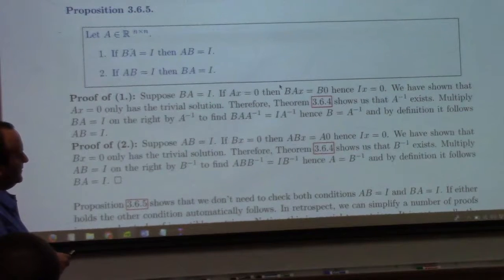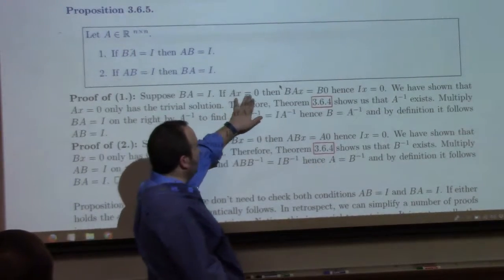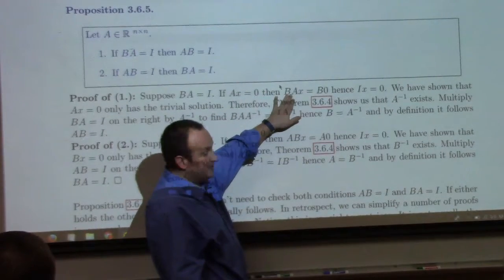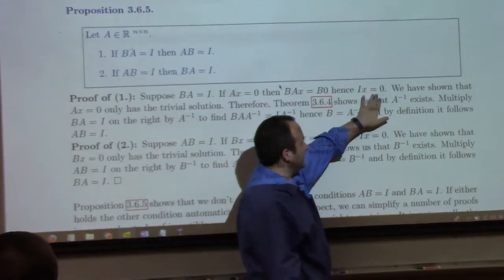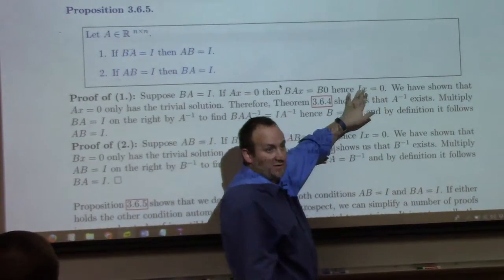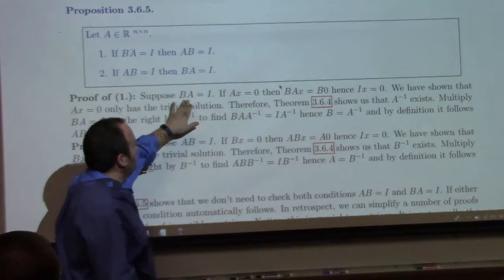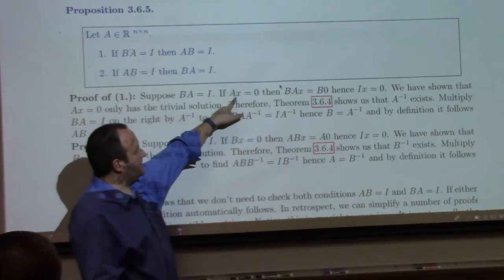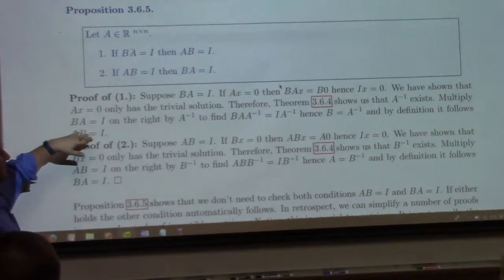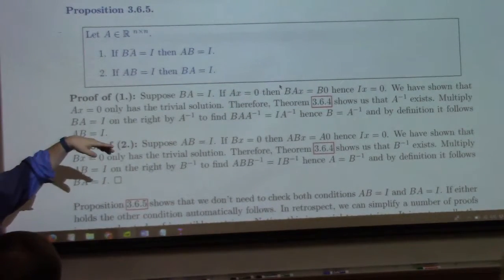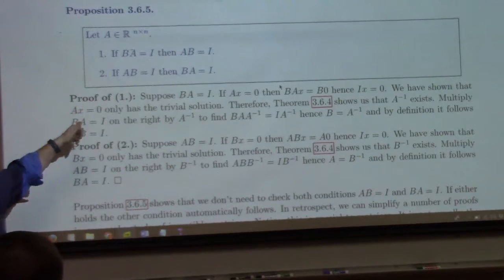Suppose you've got BA is equal to I. Now, if AX is equal to 0, then we can multiply this equation by B on both sides. It gives us BAX equal to 0. Remember, BA is assumed to be I here. So IX is equal to 0, which is to say X is equal to 0. That shows that the only solution to AX equal to 0 is 0. That tells me that A inverse exists by the previous theorem, right?